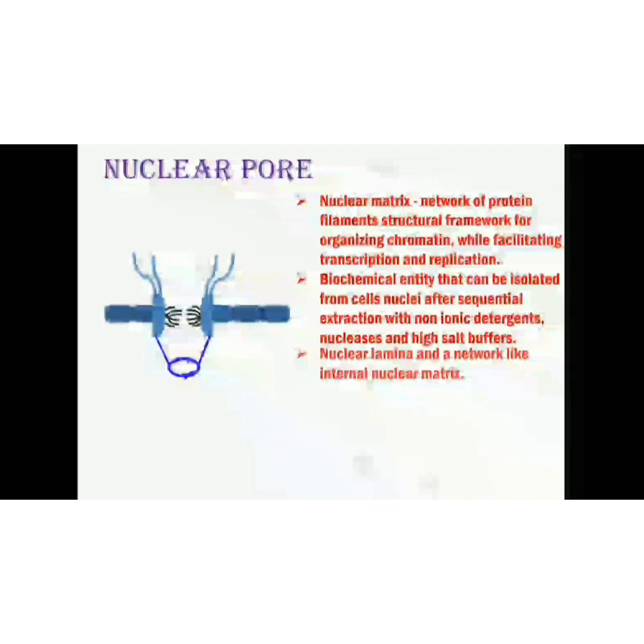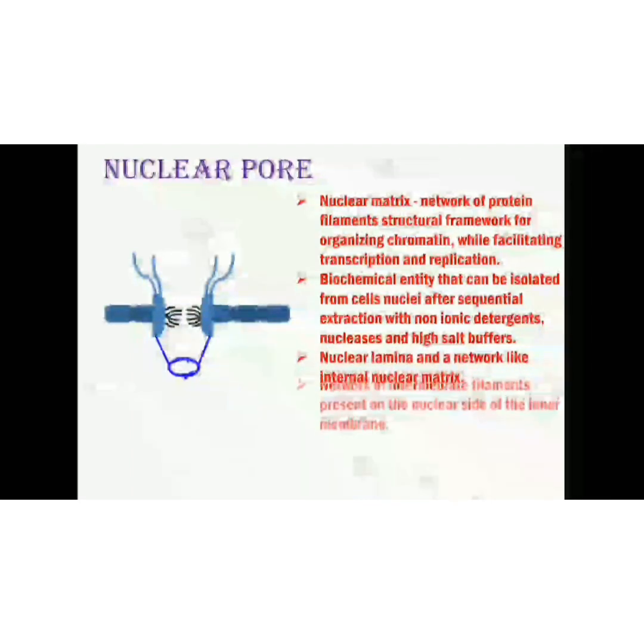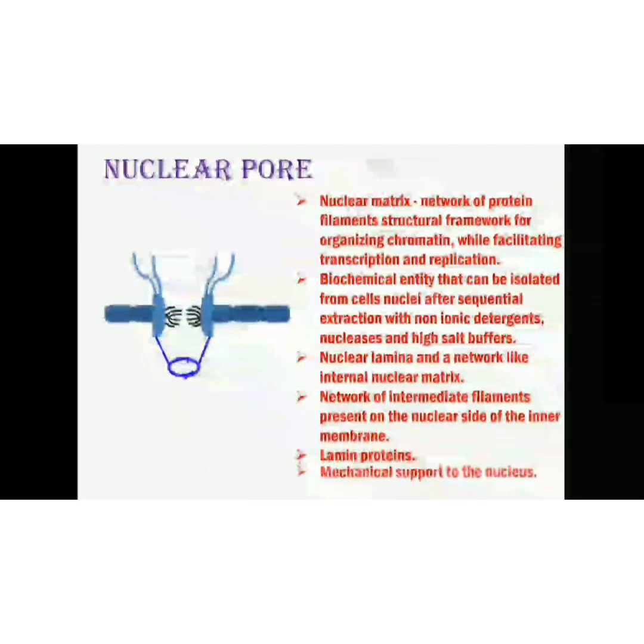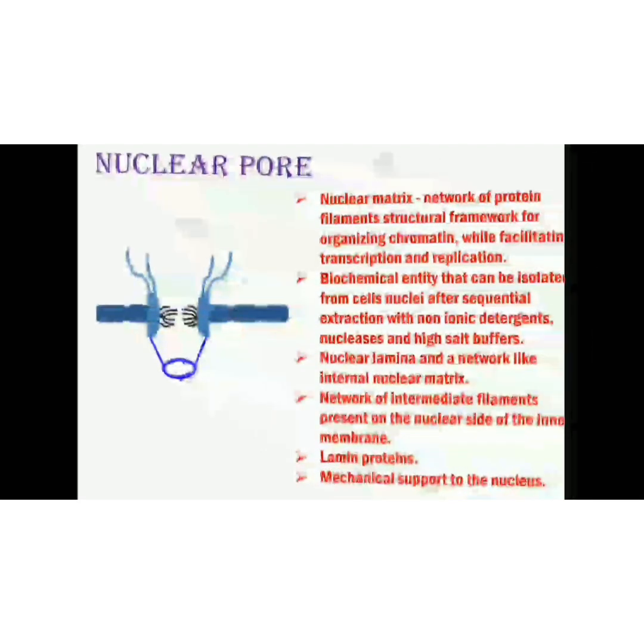The nuclear lamina is a network of intermediate filaments present on the nuclear side of the inner membrane. It is made up of lamin proteins. The nuclear lamina provides mechanical support to the nucleus. It links the internal nuclear matrix to the nuclear membranes.